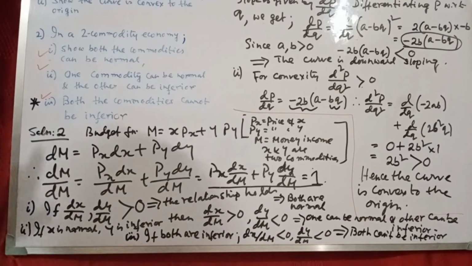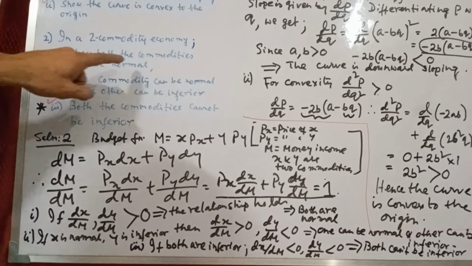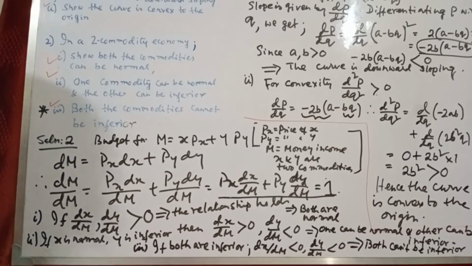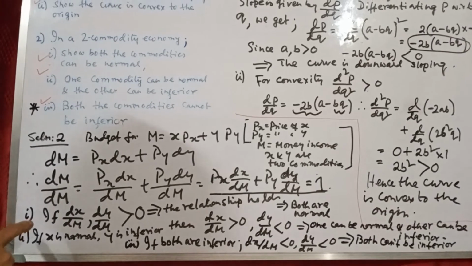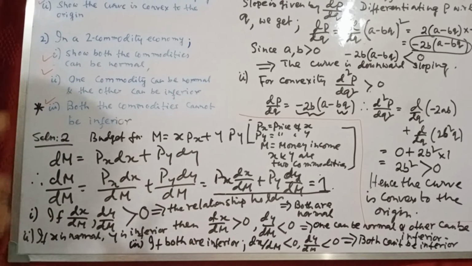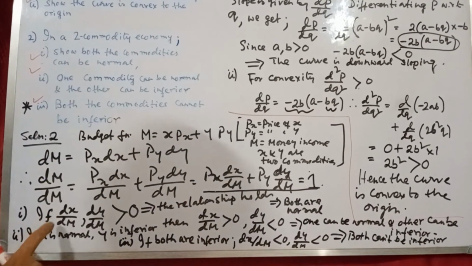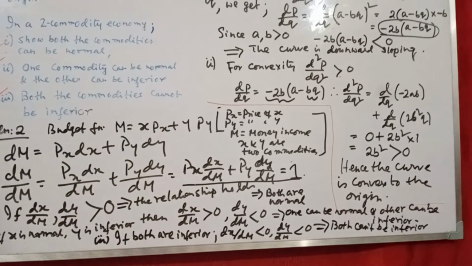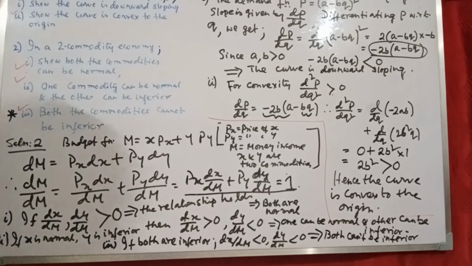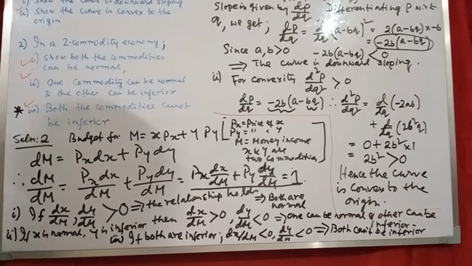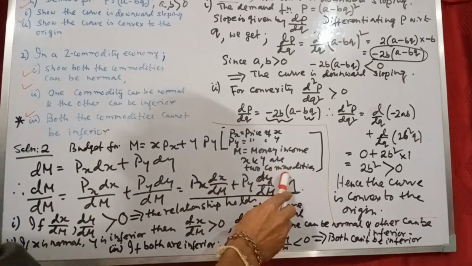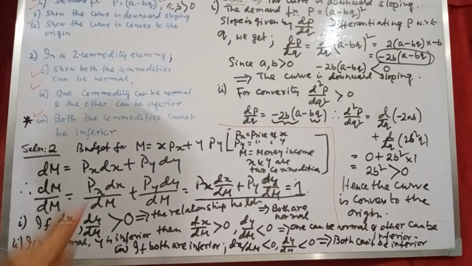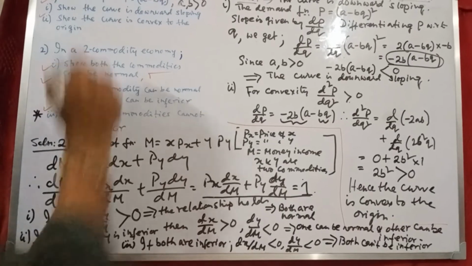Now come to number 1. Show that both the commodities can be normal. It is a possibility. If both the commodities are normal, then dx/dm and dy/dm will be greater than 0. And if dx/dm and dy/dm both are greater than 0, then this relationship holds good. So this is a possibility that both the goods are normal.